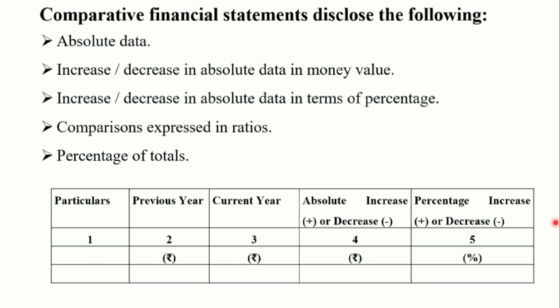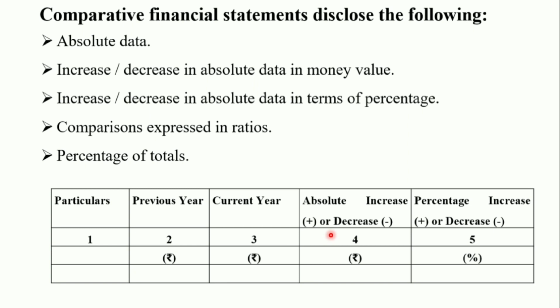Under particulars we mention all the components of the respective balance sheet or income statement, and for the previous year and current year we mention the actual information given for that year. In column number 4 we mention the absolute increase or decrease in the two years' data, and in the fifth column we mention the percentage increase or decrease with respect to the previous year. This is the pro forma of a comparative financial statement.